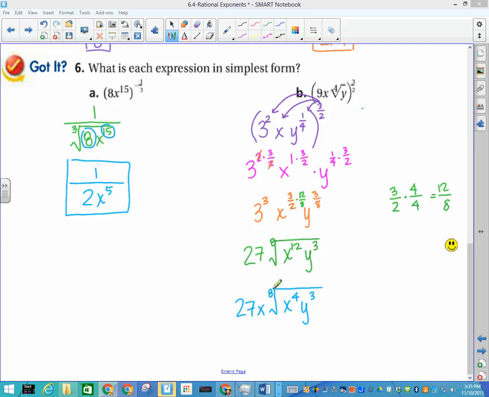So both of my exponents are less than my index, so I know that I have simplified that as far as possible, and I have combined everything under the radical that can be. Okay, so that sums up rational exponents. If you have any questions, I hope you wrote them down or come see me in AO.